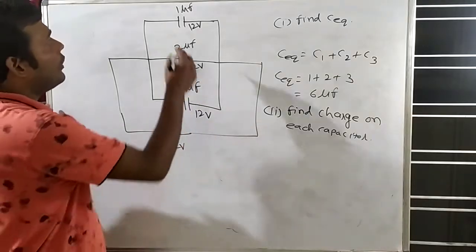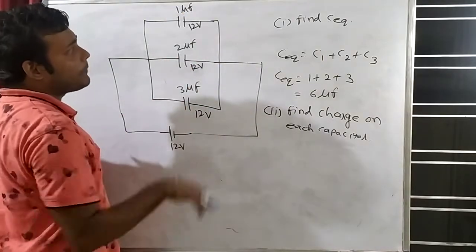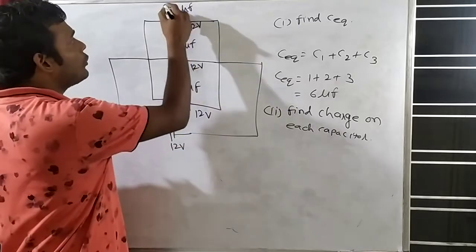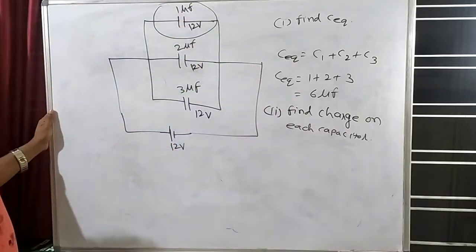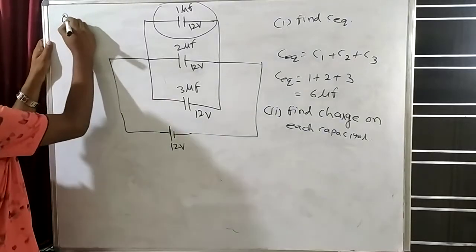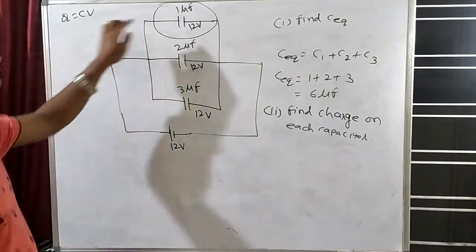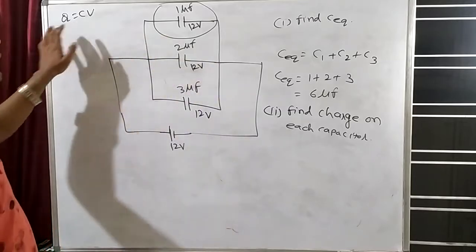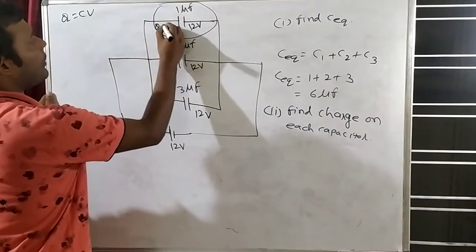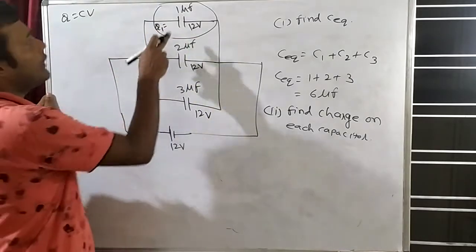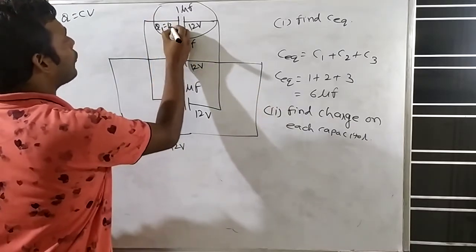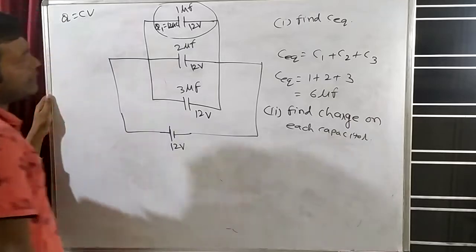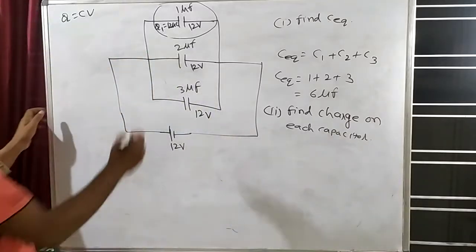Clear? Now we know microfarad is the unit of capacitance, and this is potential. So we know capacitance and we know voltage. So can we calculate Q? Q is equal to CV. Can we calculate Q1? Q1 will be C into V, so 1 into 12. That means 12 microcoulomb.